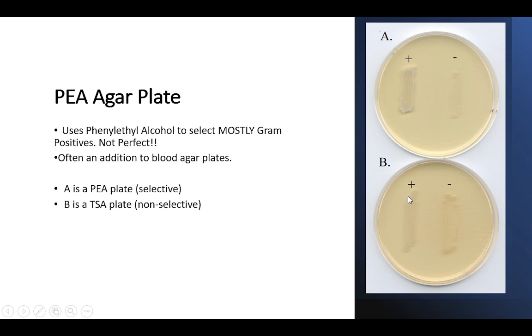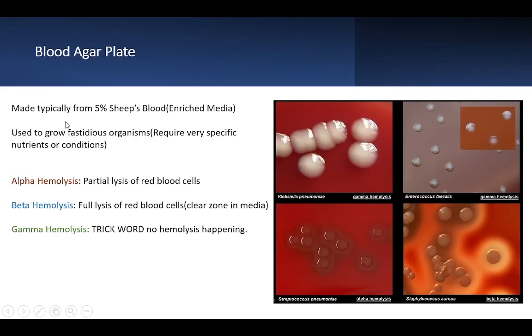Here's a TSA plate. You can see both on the TSA plate, because it doesn't have any selective or differential properties, they both grow on here really robustly, but on the PEA plate, the gram-negative is really struggling to survive. So this is a selective media only. It doesn't differentiate anything. So, fun little fact, because it is really good at selecting, we'll sometimes combine it with the blood agar, so it becomes a selective and differential plate. But we won't be doing that.